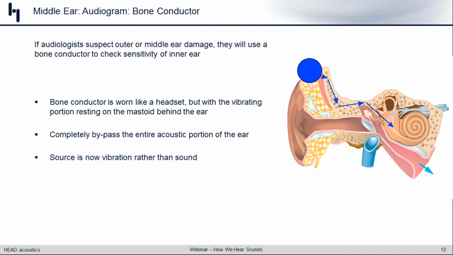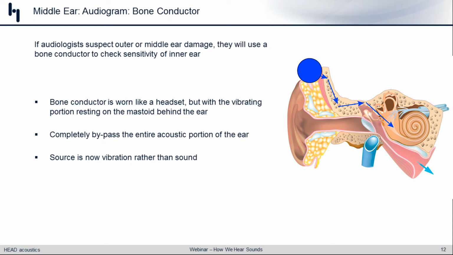Now, if you go to some audiologists that work at teaching universities, you might get lucky to have one of the students apply a bone conductor, or worse, I guess, if the audiologist suspects that you have middle ear damage, they will actually put a bone conductor on you. It's a little bit like a headset, but rather than an acoustic transducer, there's a little vibrating transducer, and they put it not on the ear, but right behind the ear on the mastoid.